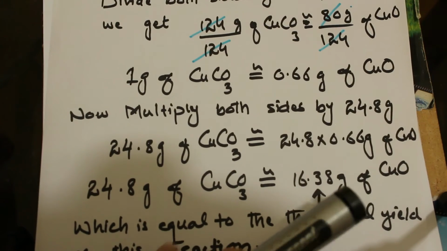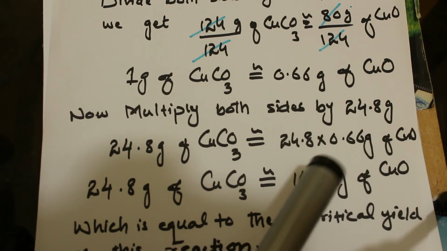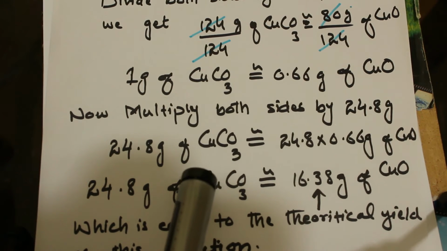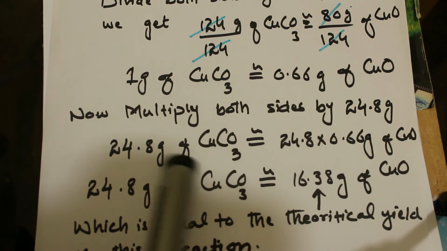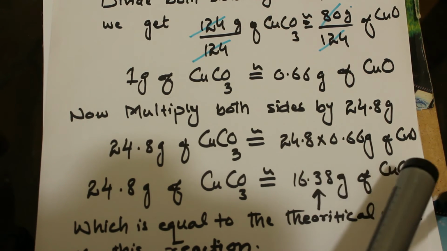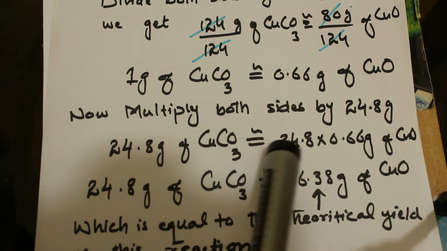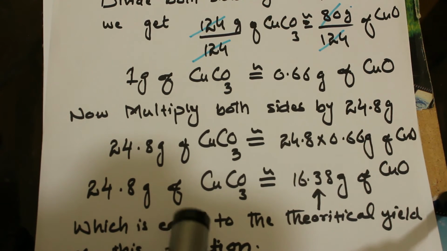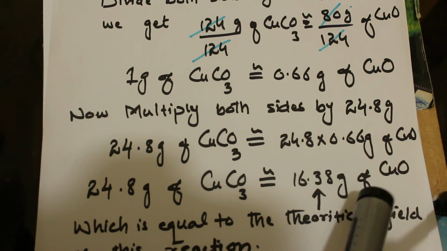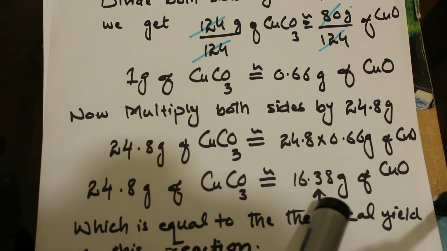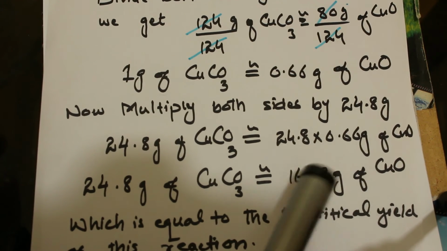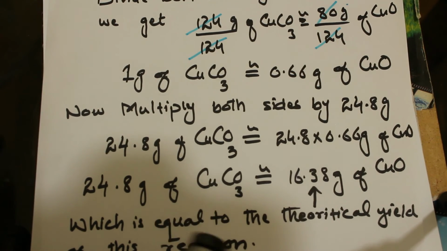Now we multiply both sides by 24.8 gram, which is the available amount of copper carbonate. Let's see how much copper oxide the available copper carbonate produces. When we multiply both sides by 24.8 gram, we get 16.38 gram of copper oxide. So the 24.8 gram of copper carbonate produces 16.38 gram of copper oxide, and this is the theoretical yield of this reaction.